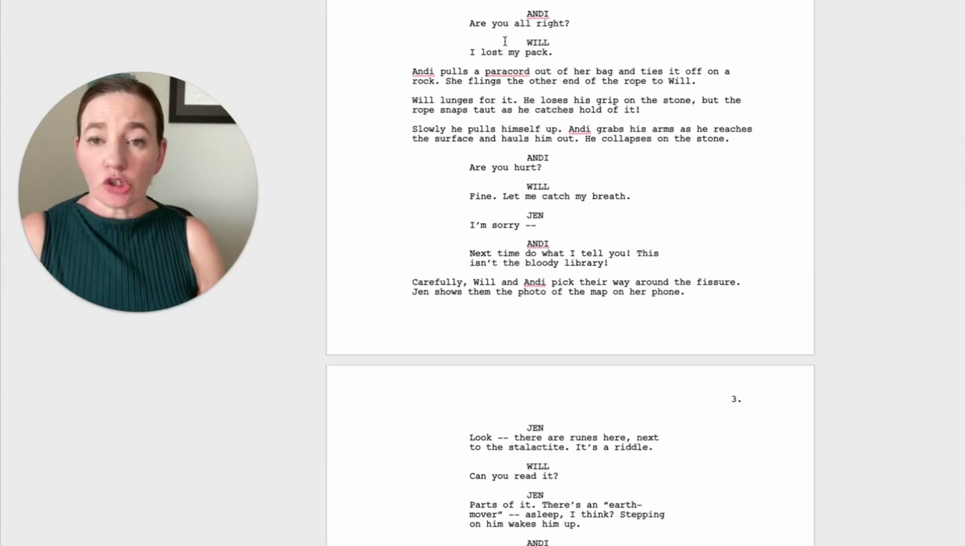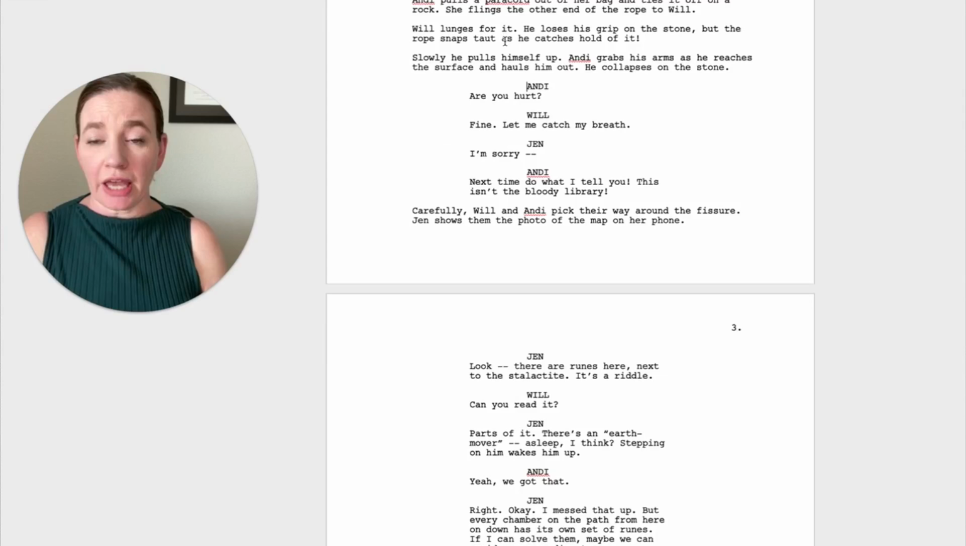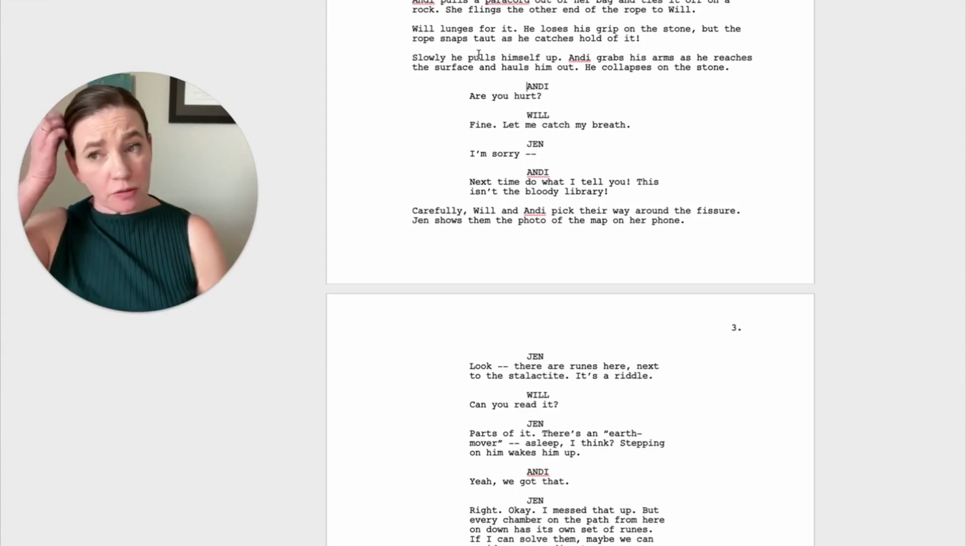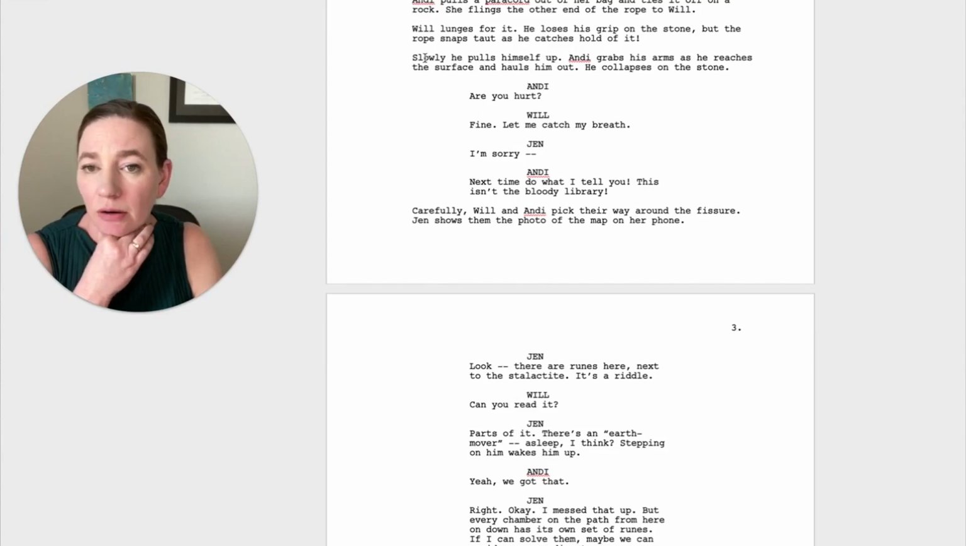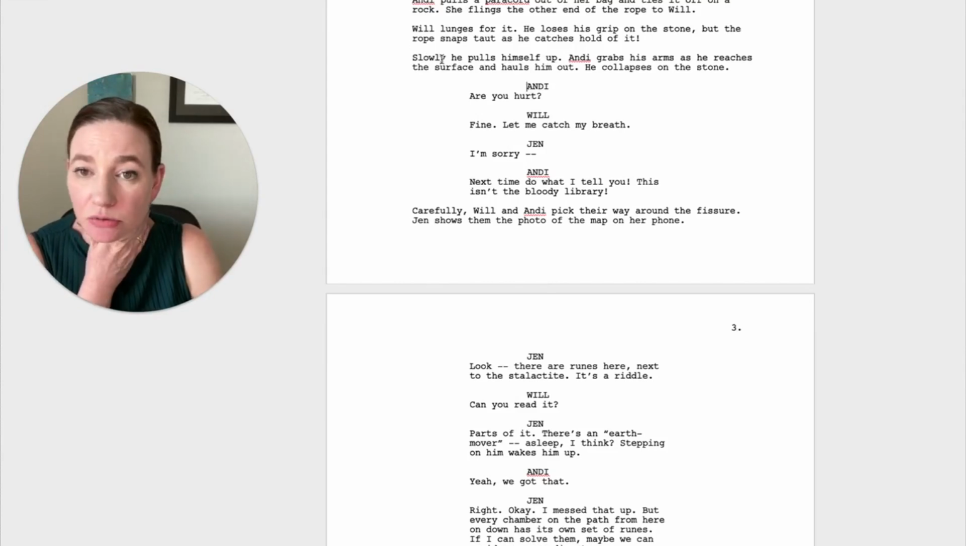Okay, that's all pretty good. Try to avoid adverbs. Usually adverbs are a sign of a weak verb if you have to modify it, but sometimes they're helpful. In this case, I kind of want to give this hand over hand, like he's really struggling.